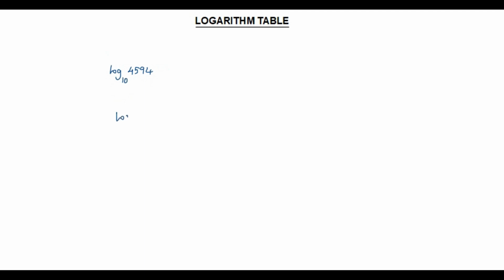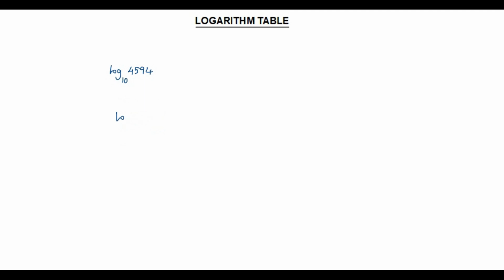In case I have some other base, like log 4594 to the base 6, what should I do? I have to change this base 6 to base 10 using the change of base concept from one of the lessons in this course, and then use the logarithm table. We cannot find the logarithm of 4594 to the base 6 directly using the logarithm table, because the table can be used only for logarithms with base 10, not for any other base.